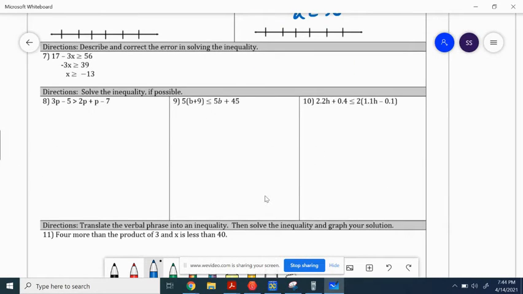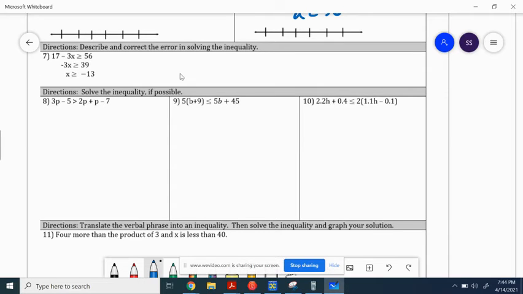Number 7, describe and correct the error. So here we go. Here's the start of the problem. So it looks like they subtracted 17 on both sides. That looks right. And then divided by -3. So it looks like the mistake here is that they divided by a -3 to solve, but they did not switch the sign. There's the error there.